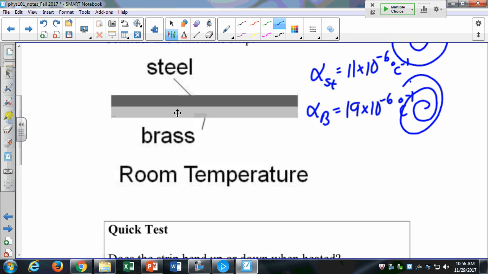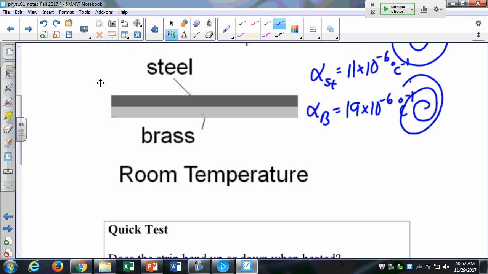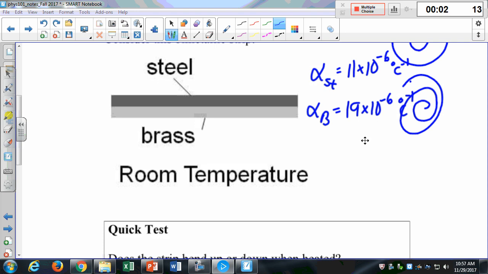Now, one of these strips will expand at a greater rate than the other, and it will cause the strip to either bend up or to bend down. So that's the question for you. Does this strip bend either up or down when it's heated? A, up, B, down. Does it bend up? That is, the whole strip will sort of bend in this direction, or will it bend downward like that?